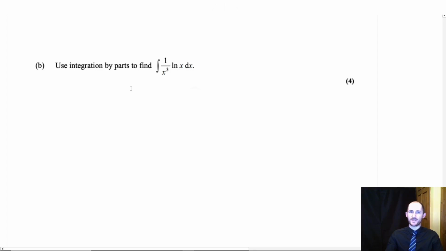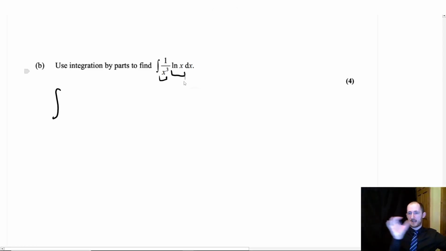Now, parts. Integration by parts. This is a huge part. It can be fairly tricky. So essentially, what parts is, is if you have two separate functions multiplying each other. So as you can see here, we have 1 over x cubed, and we also have ln x. So we have two separate x functions multiplying by each other.